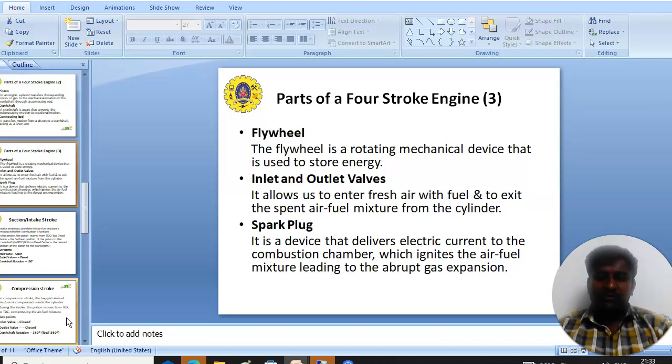Inlet and outlet valves allow fresh air with the fuel to enter and the spent air fuel mixture to exit the cylinder. Spark plug. The spark plug is a device that delivers electrical current to the combustion chamber, which ignites the air fuel mixture, leading to abrupt gas expansion.